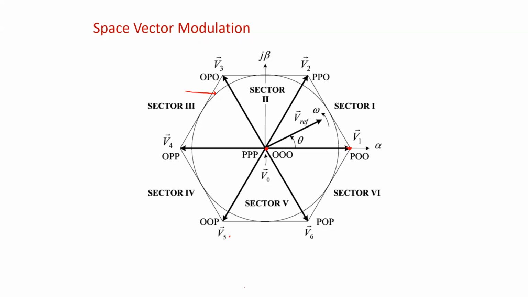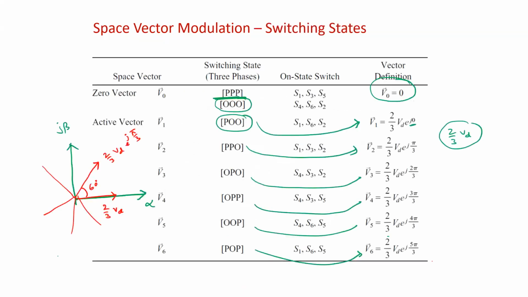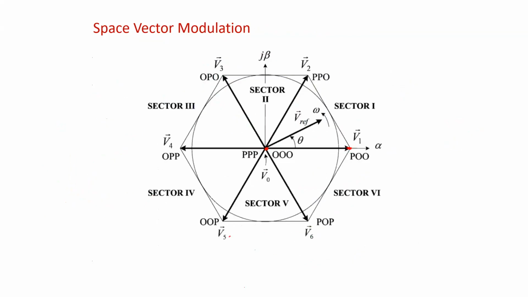So what is the magnitude of each space vector? Are you listening? What is the magnitude of each space vector? I'm asking. 2 by 3 Vd, right? So this magnitude is 2 by 3 Vd. Okay, so now anyone can estimate.